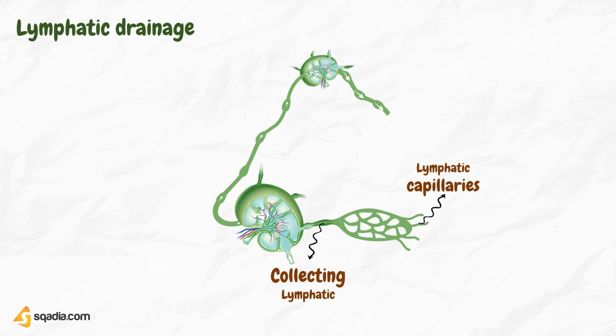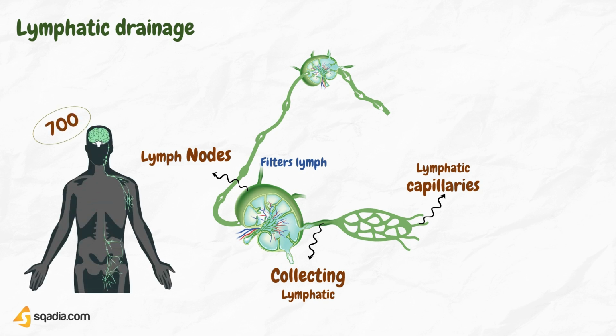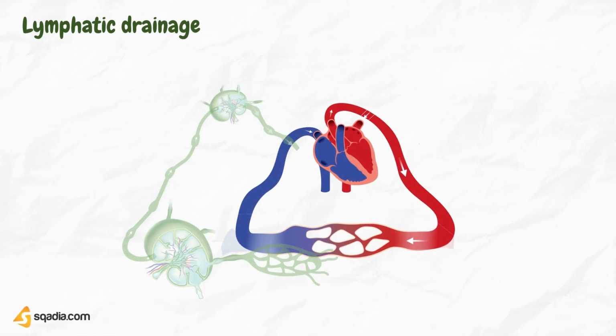Along the path of collecting lymphatics, there are larger lymph nodes. Lymph nodes are actually the filters that clear lymph of any waste or bacteria. There are a total of 700 lymph nodes found at different points in the body, including the throat, chest, armpits, groin, and abdomen. So overall, we conclude that lymphatic vessels lie in close proximity with the capillaries.